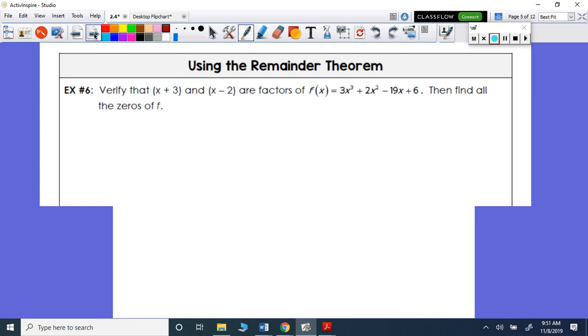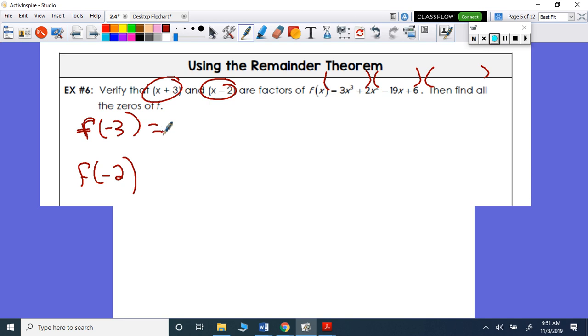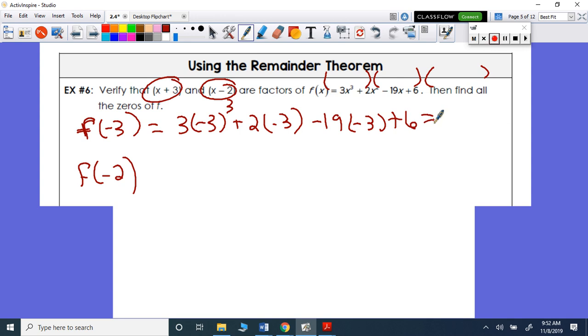So, moving on. We can use the remainder theorem to determine if these are 2 of the 3 factors that make that polynomial up. Okay, and we're going to even expand this a little more. So if I plug in negative 3, and if I plug in negative 2 to my polynomial, and get a 0, that means it is one of the 3.